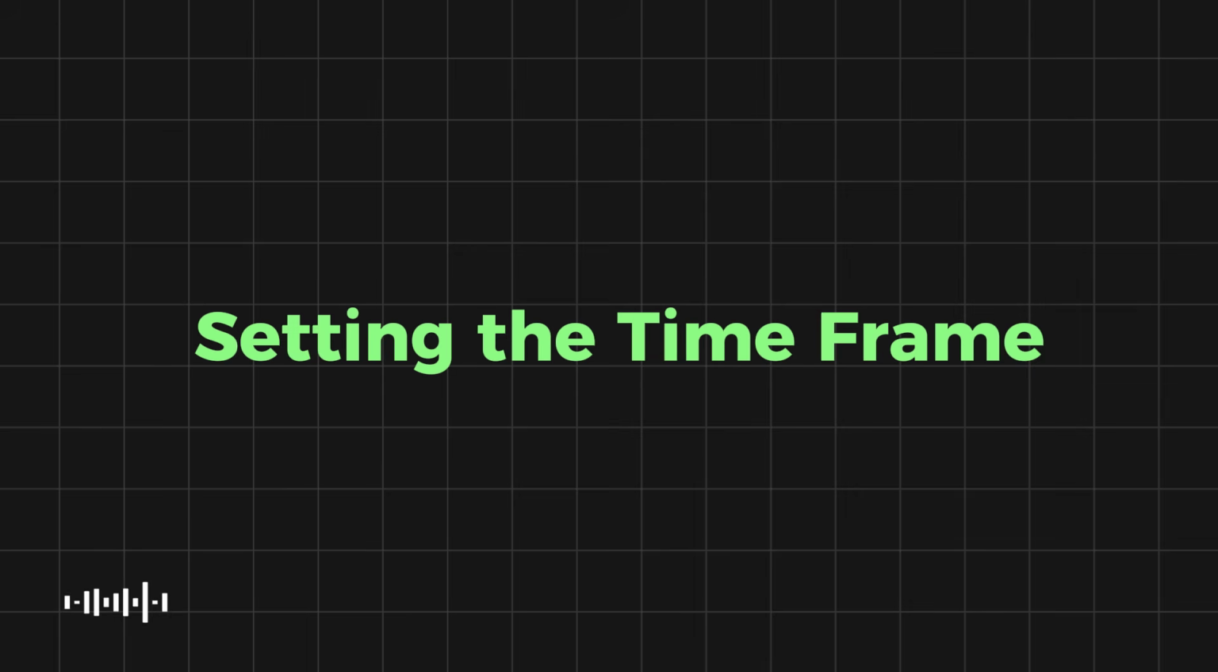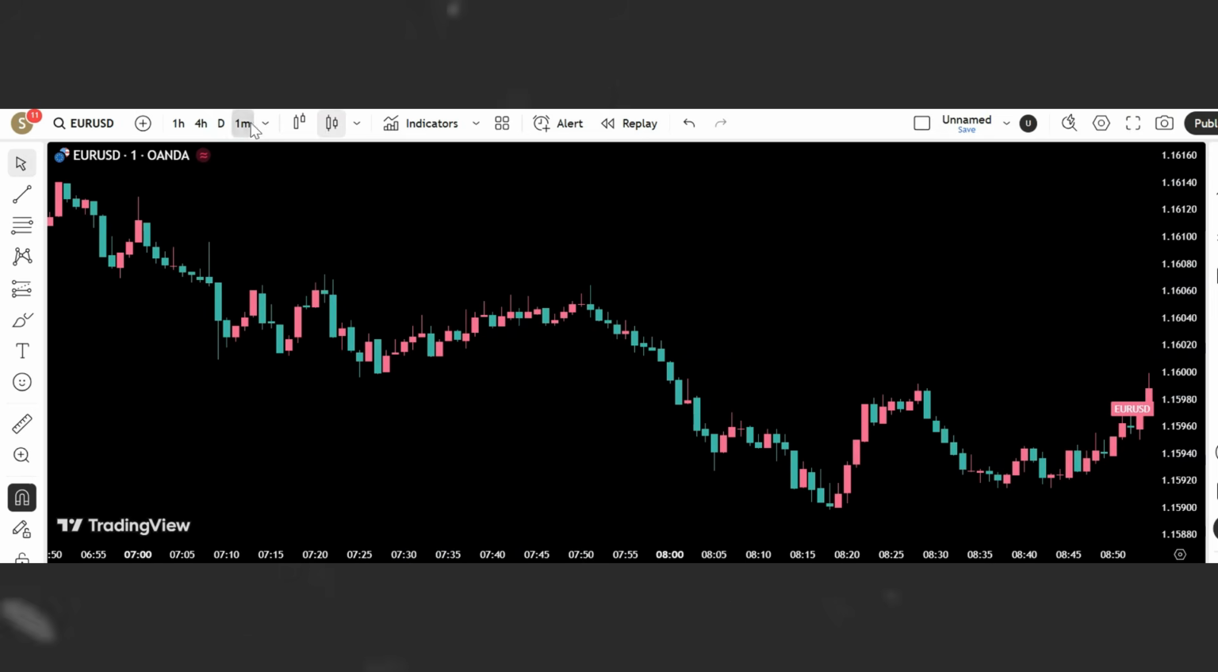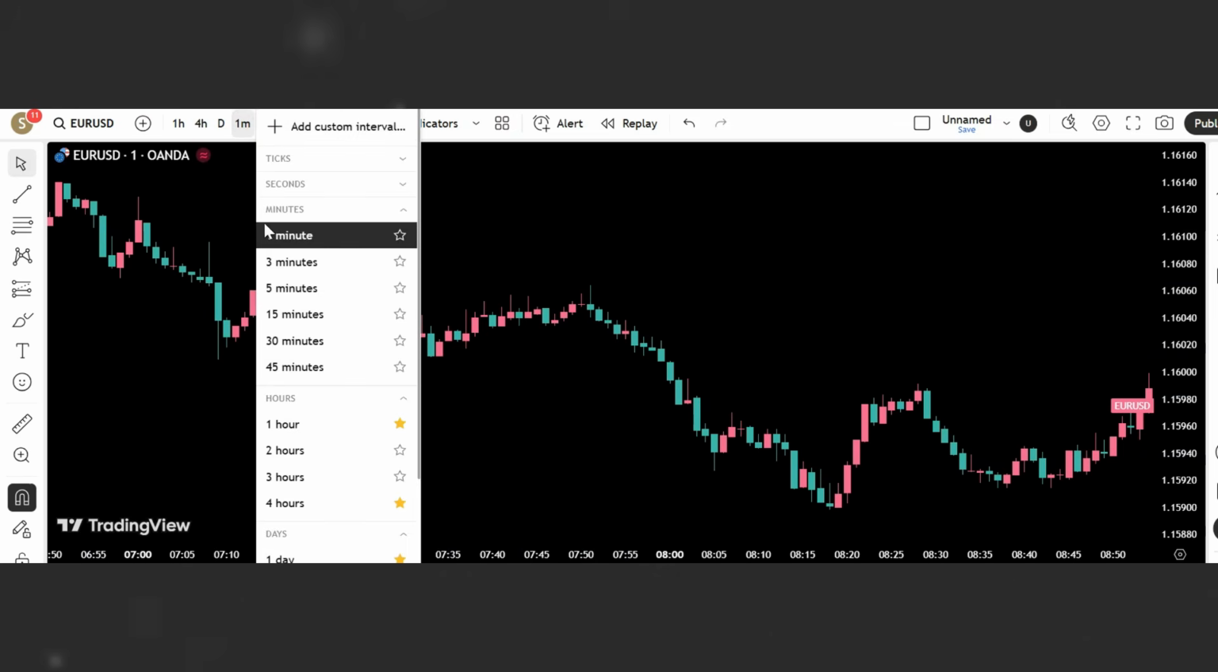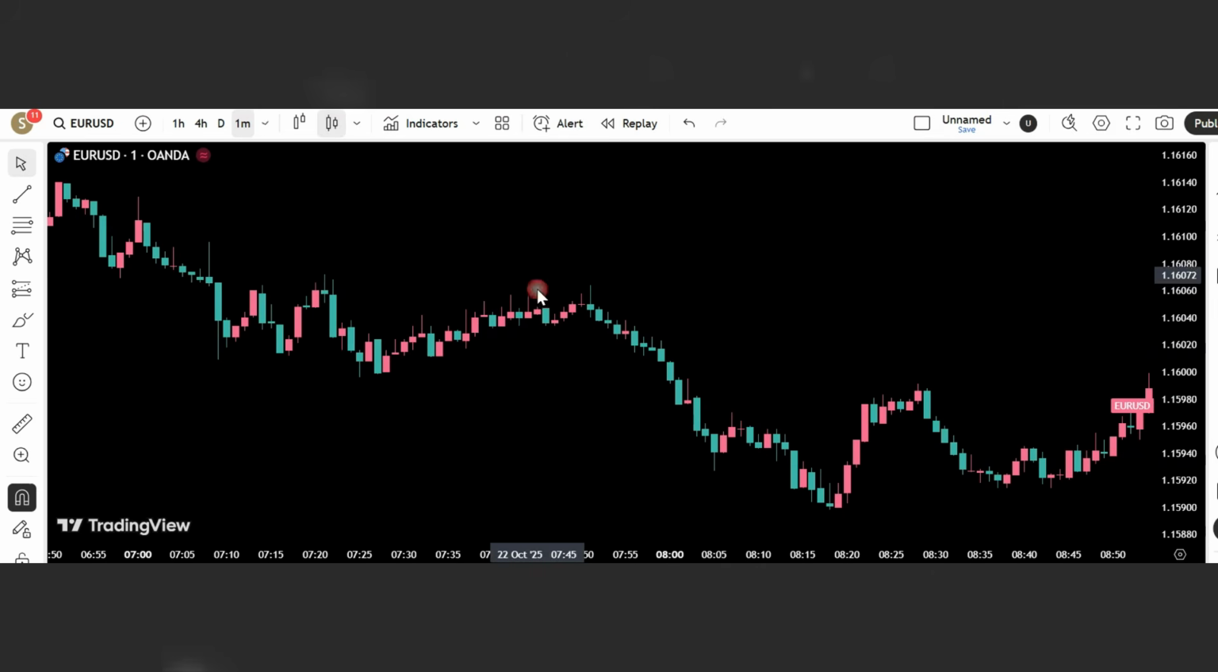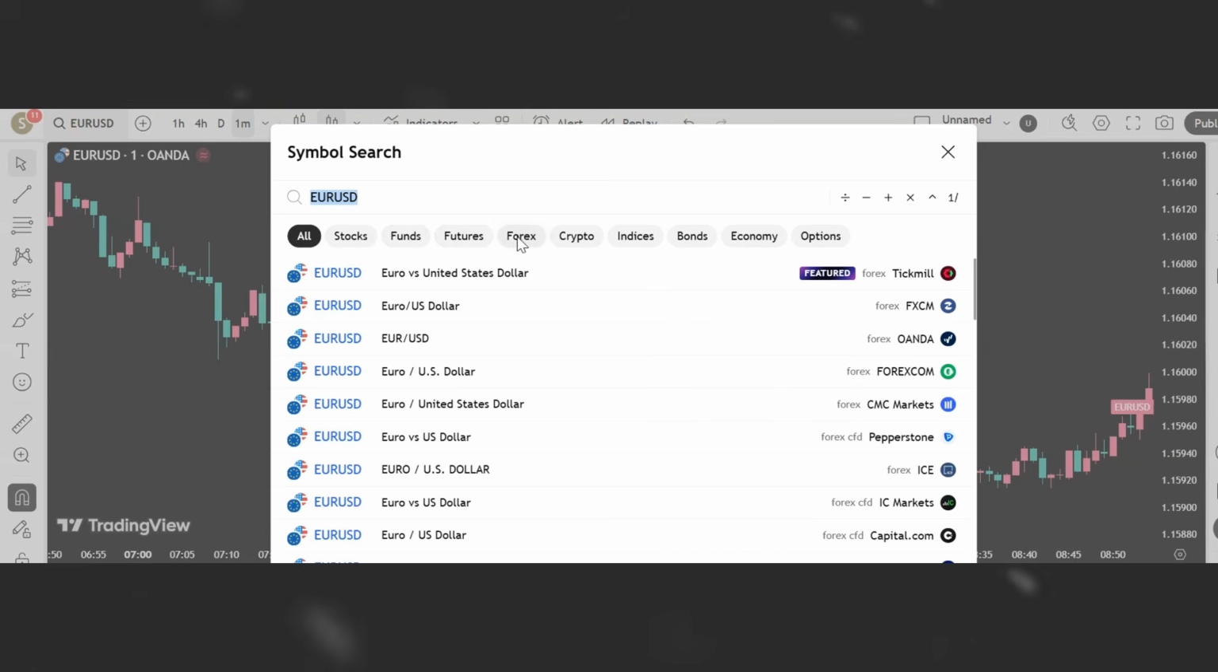Setting the time frame. This is a 1-minute scalping strategy, so we'll be using the 1-minute chart. That means every single candle on your chart shows the price movement for just 1 minute. You can trade this strategy on Bitcoin, Forex pairs, or even stocks, but there's one very important rule.